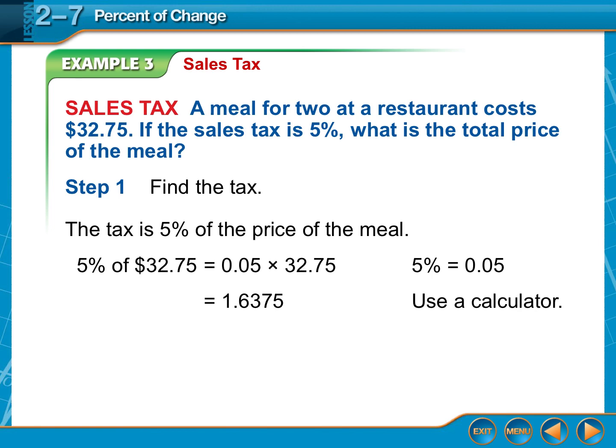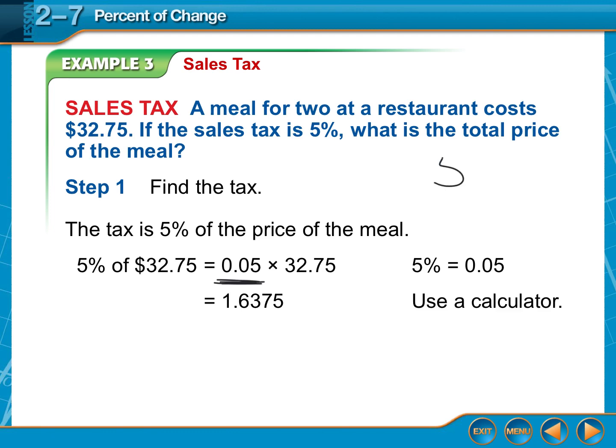So, to find the tax, if it gives us a price of $32.75 and our tax is 5%, what do we need to make sure we do with that 5% before we do anything with it? We are going to multiply it, but you can't just multiply it by 5. You have to change it to a decimal out of 100. You have to move the decimal spot.